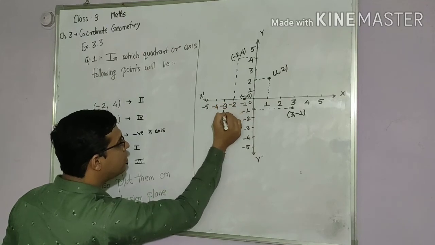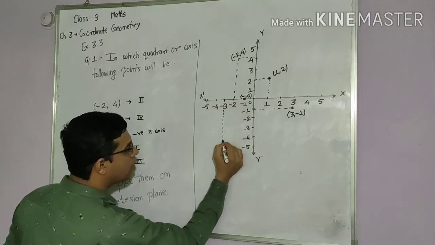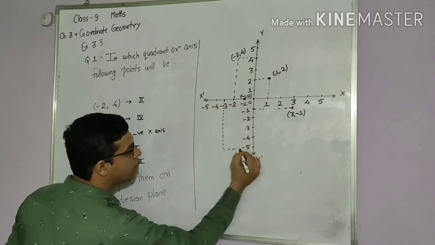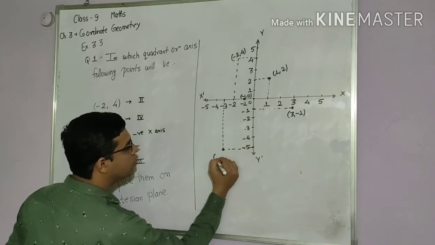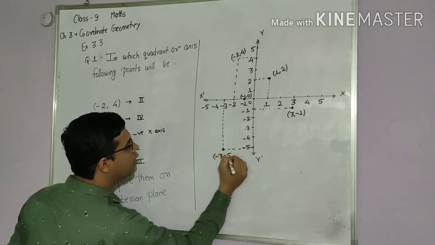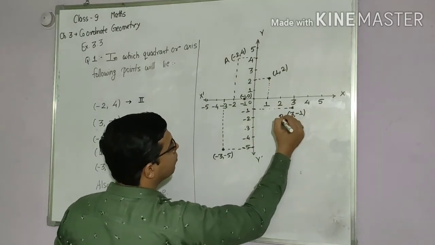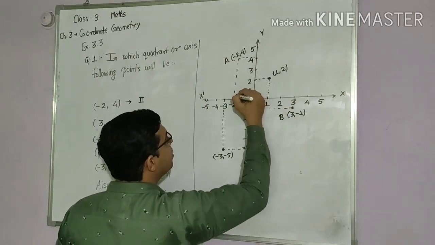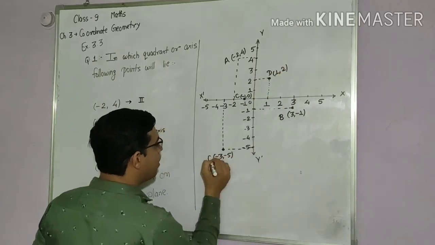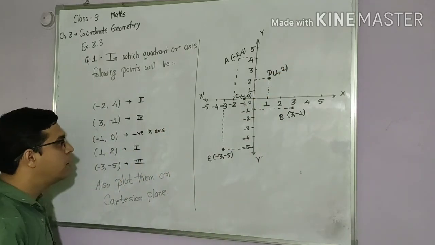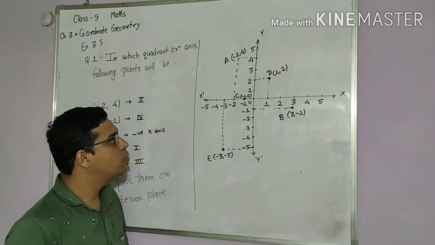And (-3, -5). X is minus 3 and y is minus 5. This point is our (-3, -5). We can name these points as A, B, C, D and E. Similarly, you can plot any other point also.